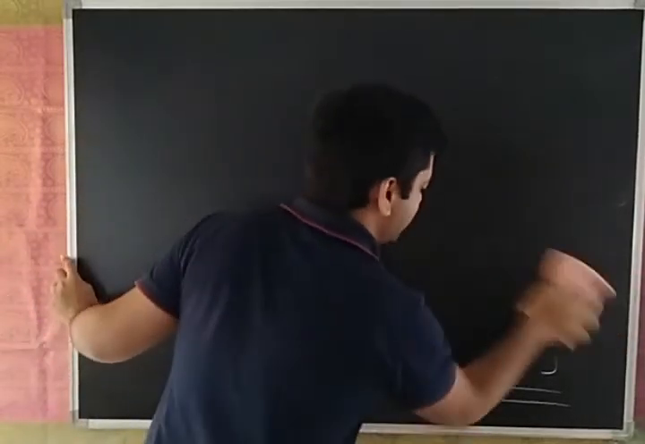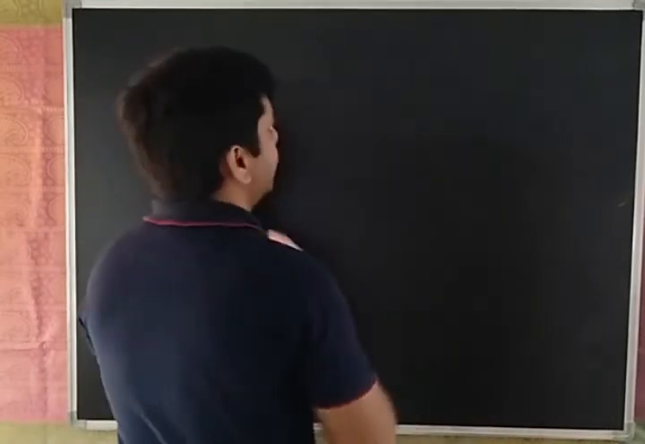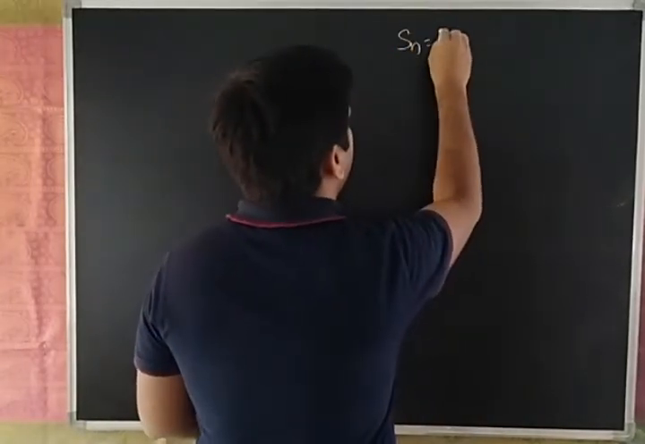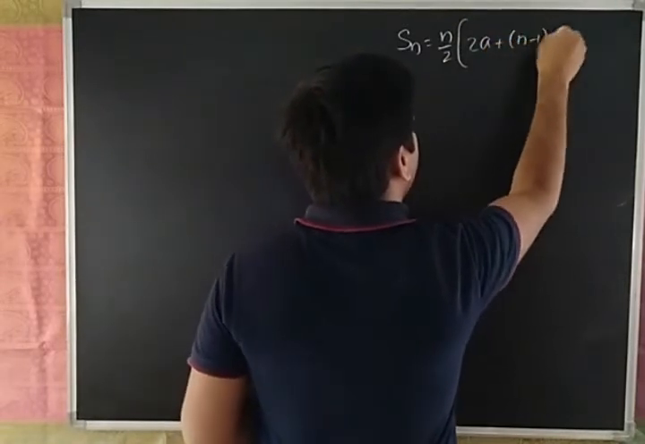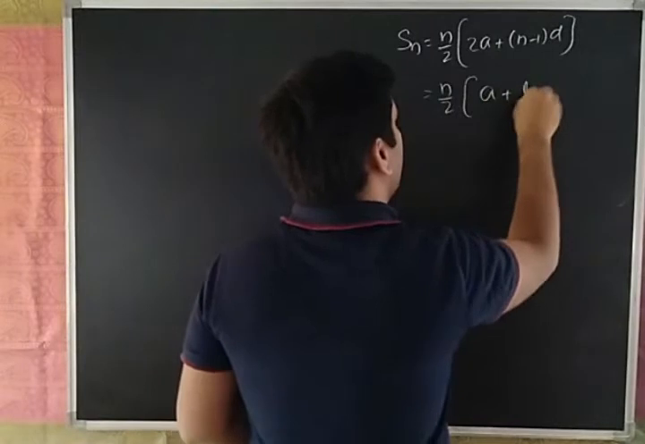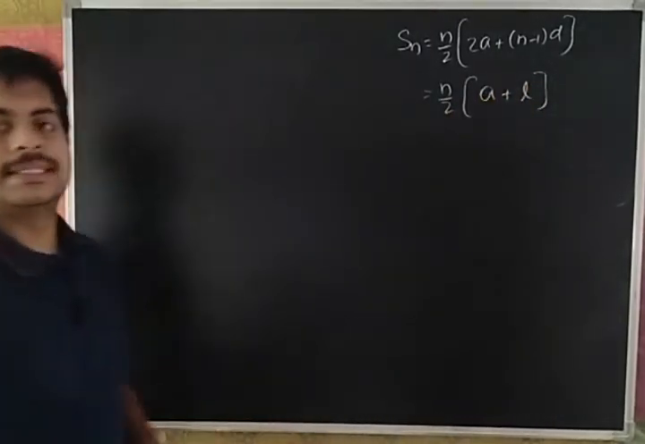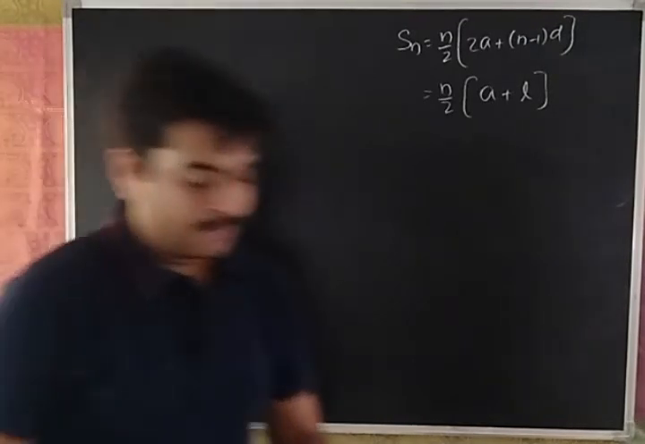So once again I will write the formula for you. Sum to n terms: Sn is equal to n by 2 into (2a plus (n minus 1) into d). Or the same thing can also be written as n by 2 into (a plus L), where a is the first term and L is the last term, that is the nth term. Let us quickly have an example.